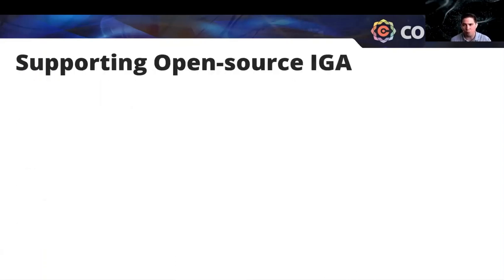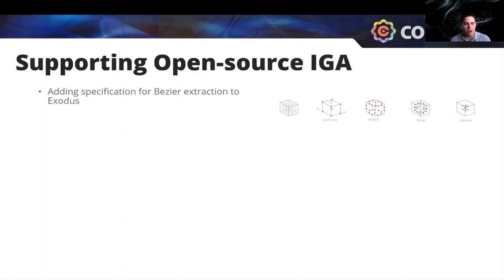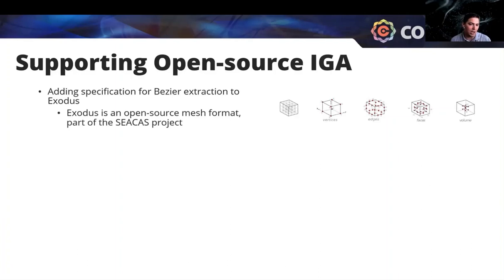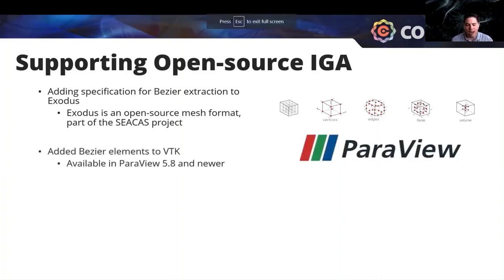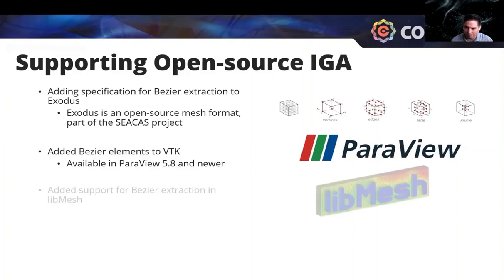So I'll finish real quickly on how we're supporting open-source IGA. We're doing this by adding specification for Bezier extraction into the Exodus mesh format, which is an open-source format developed at Sandia and part of the open-source CCAS project. We've added Bezier elements to the VTK library, which forms the basis of ParaView, and that's available in ParaView 5.8 and newer. So I encourage you to go out and look at that. That's part of the standard now.